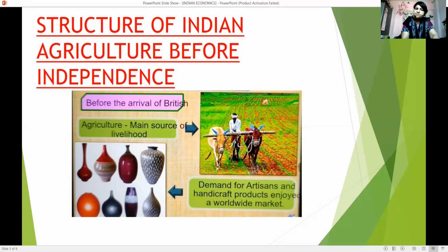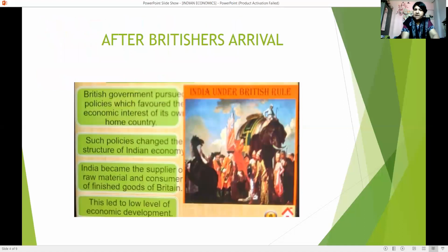But this was just before the arrival of the Britishers. Now, what happened after their arrival? Let's see how India was under British rule. The British government pursued some policies which favored the economic interest of its own home country. That is, the Britishers were pursuing policies which only helped their economic conditions. Everything was planned only for the benefit of their home country. Nothing was planned for the benefit of India. And such policies changed the structure of the Indian economy.